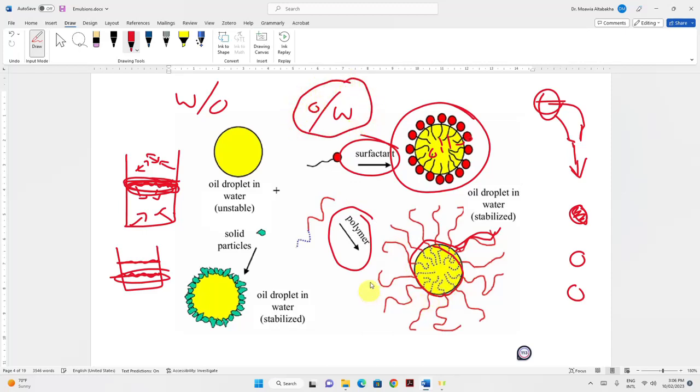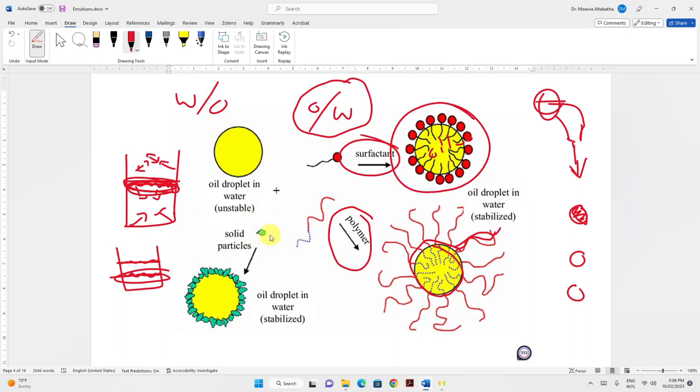Most of the preparations that work through the oriented wedge theory will produce oil in water emulsion, and they are the important ones in pharmacy. Okay, the third way is referred to as plastic or interfacial film.